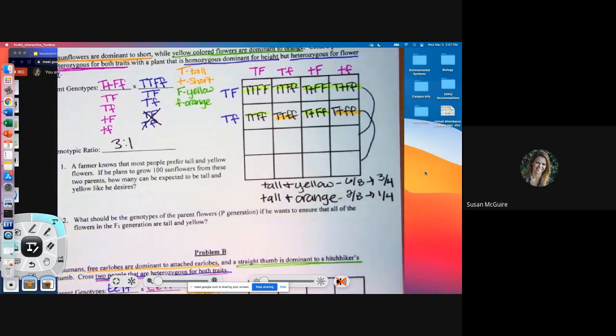Okay, then it says, a farmer knows that most people prefer tall and yellow flowers. If he plans to grow 100 sunflowers from these 2 parents, how many can be expected to be tall and yellow like he desires?